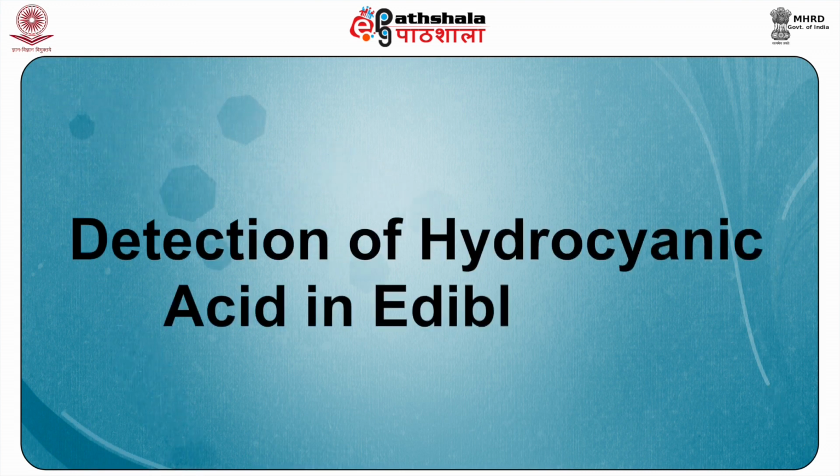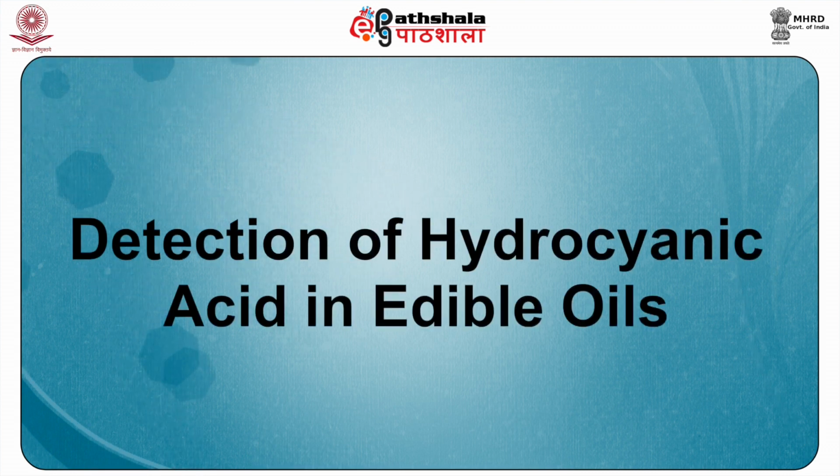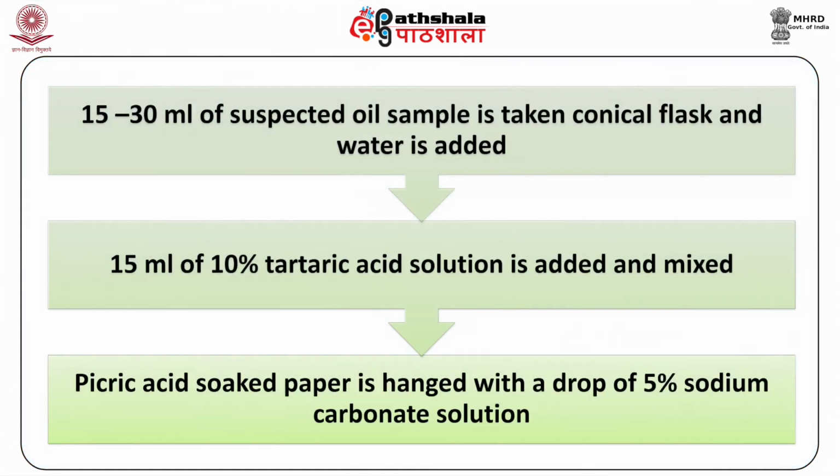Next is the detection of hydrocyanic acid in edible oils. 15 to 30 ml of the suspected oil sample is taken in a 250 ml conical flask and about 50 ml of water is added and mixed well. To this, 15 ml of 10% tartaric acid solution is added and mixed again. A stopper is put on the flask with a velvet cork from which a picric acid soaked paper, about 75 mm long, is hung, wetted with a drop of 5% sodium carbonate solution.